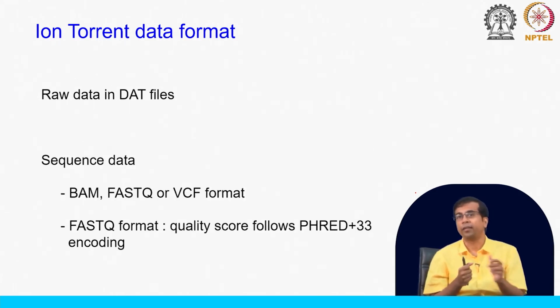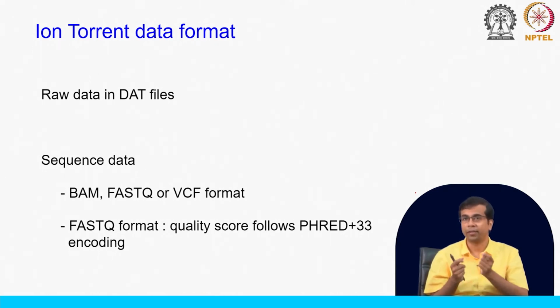and from that you get the sequence data in either BAM format, FASTQ format or VCF format. Don't be overwhelmed by all these formats. We'll discuss these later on. For example, we will discuss the human readable version of BAM, and we also discuss the VCF format briefly when we talk about the mutation data analysis.